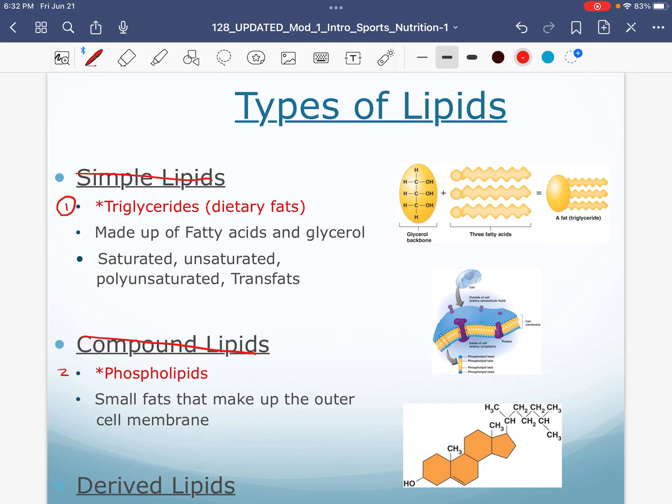A second type of lipid that you may not have heard of is a phospholipid. A phospholipid is something that makes up our cell membrane. We're going to talk more about this later. But it's not just the fat that we get from foods that we use for energy, like the triglycerides. There's other types of lipids in our body, like phospholipids. They make up the cell membrane. Our third example would be the derived lipids, and it got cut off here, but we're going to call these steroids.